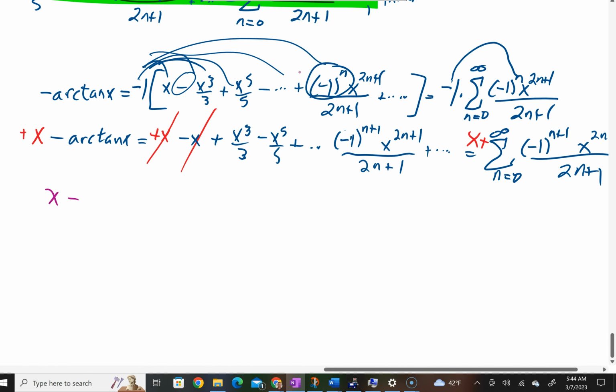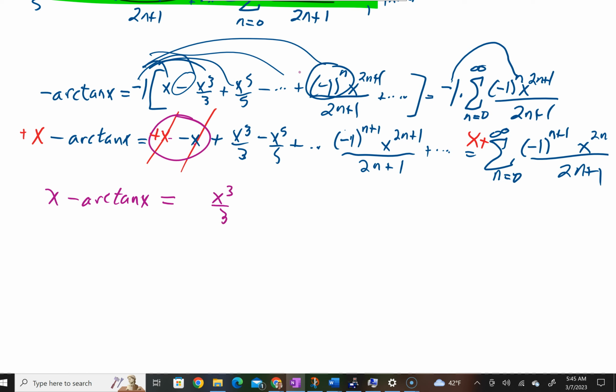So what do we have? X minus arctan of x. This is gone. The x and the minus x have just canceled. So look at that. We actually have something that's become a little bit simpler. Now, the weird thing, of course, is for kids to think, what's going on with sigma?